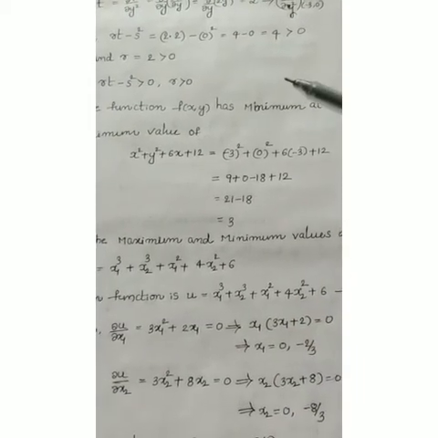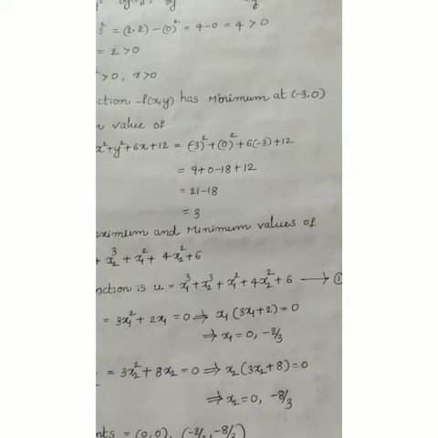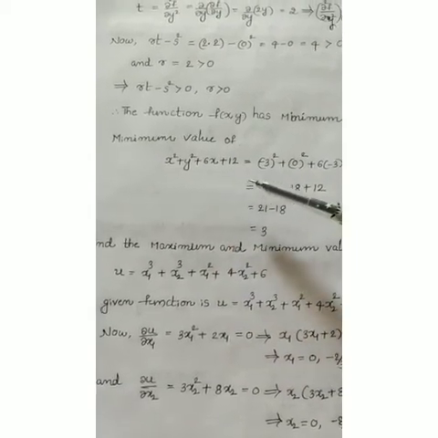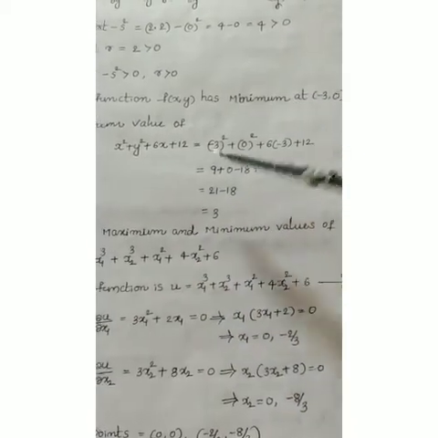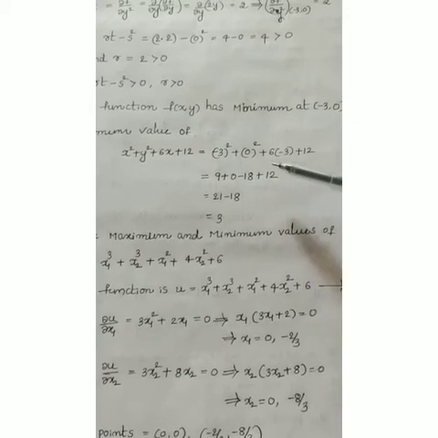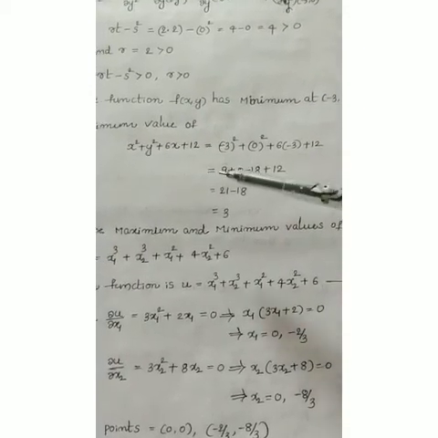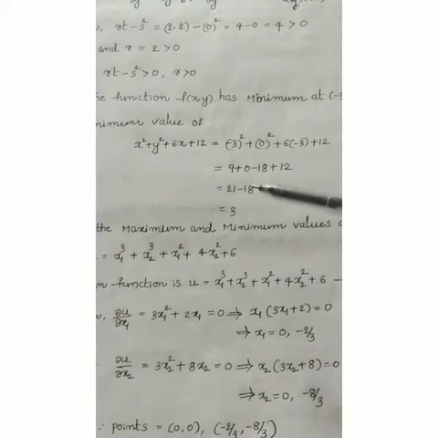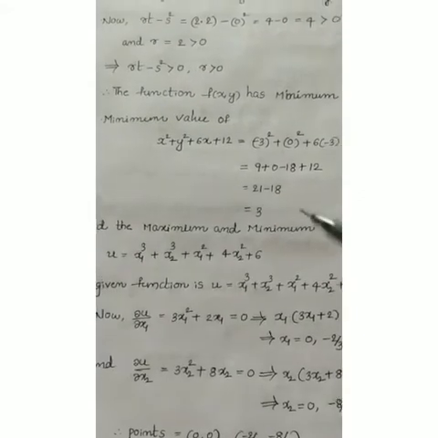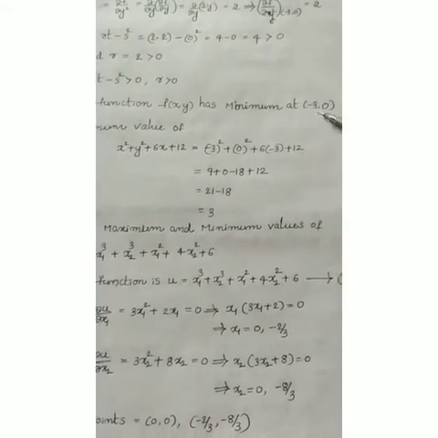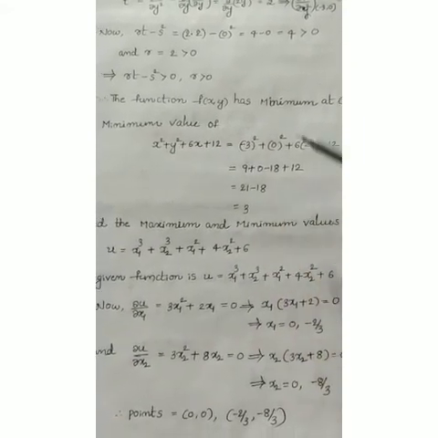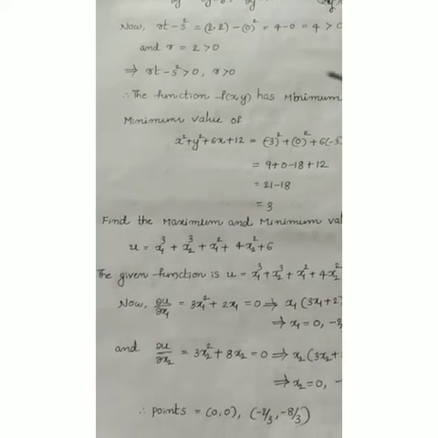And what is that minimum value? We have to evaluate the given function at this point: x² + y² + 6x + 12 equals (-3)² + 0² + 6 into (-3) + 12. So 9 + 0 - 18 + 12, that is 9 + 12 is 21, minus 18, that is 3. So the given function at the point (-3, 0) has a minimum value, and that minimum value is 3. So this is the first question.